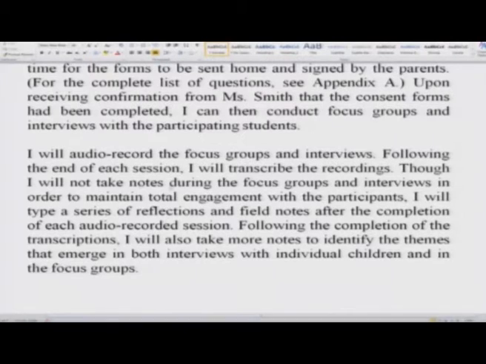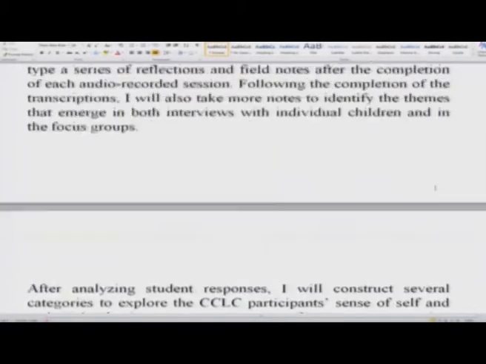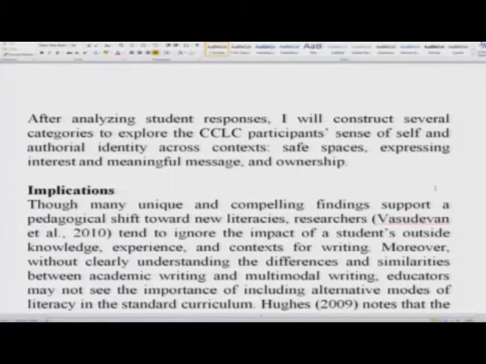Though I will not take notes during the focus groups and interviews in order to maintain total engagement with the participants, I will type a series of reflections and field notes after the completion of each audio recorded session. Following the completion of the transcriptions, I will also take more notes to identify the themes that emerge in both interviews with individual children and in the focus groups. So, about transcription procedures and what will happen during these sessions.